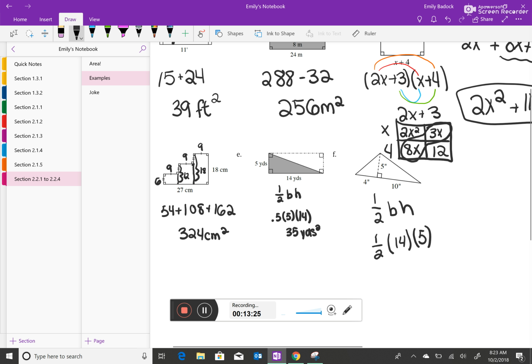So I'm going to plug 0.5 times 14 times 5 in my calculator all together, and I am going to get 35 inches squared.